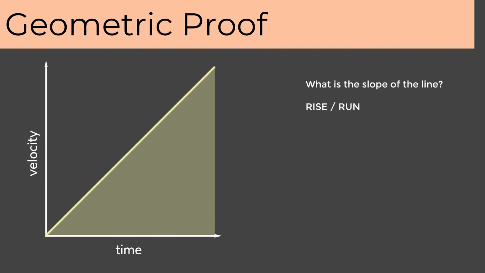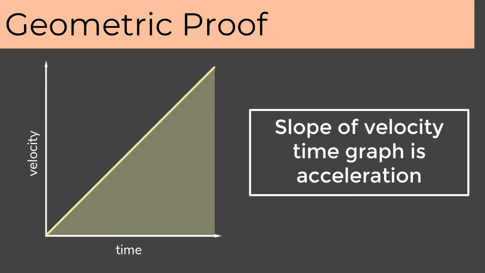Let's look at some more properties of this graph. What is the slope? Remember from algebra that slope is equal to rise over run. The rise in this case is the velocity, and the run is the time. Velocity over time is equal to acceleration. This brings us to our second conclusion. The slope of a velocity time graph is acceleration. As a quick recap, acceleration describes how fast velocity changes, and velocity describes how fast position changes.